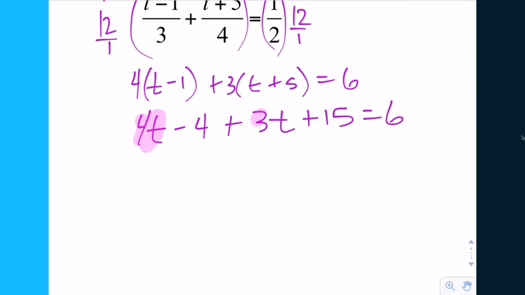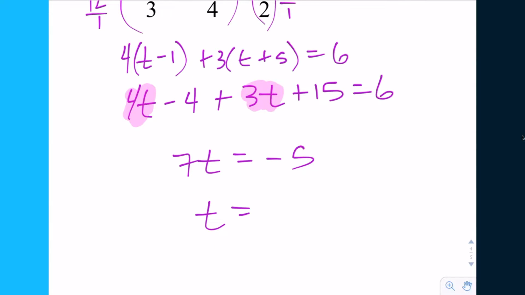Combining like terms, I got a 4t plus a 3t. That's called a 7t. And then on the left side, I got a 15 minus 4. That's an 11. When I bring the 11 across, it becomes negative 11. Plus 6 is negative 5. And we're rounding third, heading home. The ball's in the outfield. We're going to score. Negative 5 sevenths.